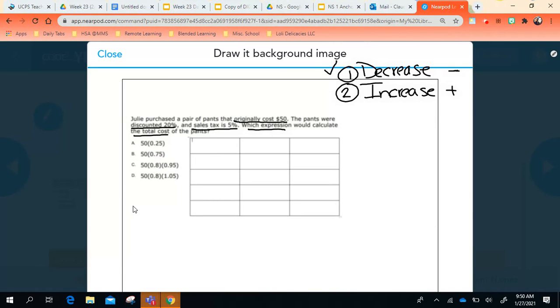How do I find the decimal? I will divide it by 100. That's step one. And then step two, you'll take this and do it to 100%, and then you'll be adding sales tax.